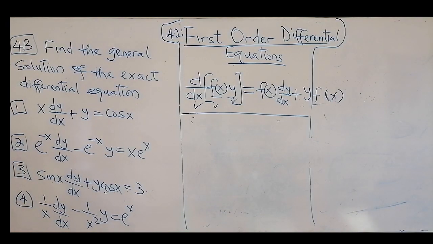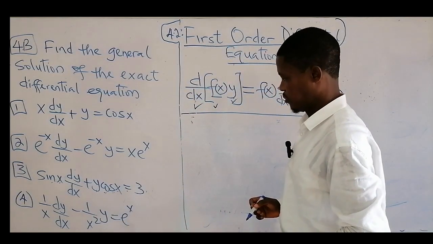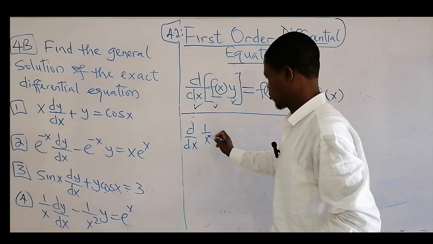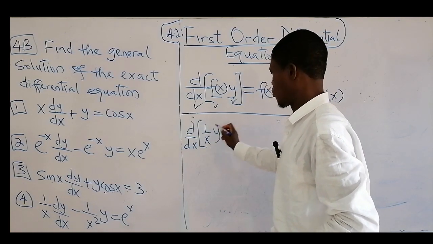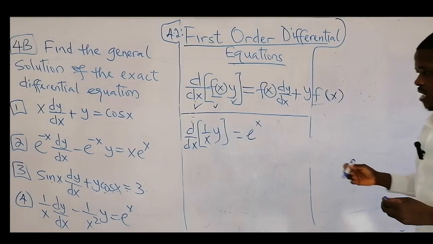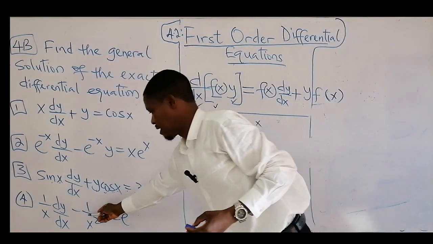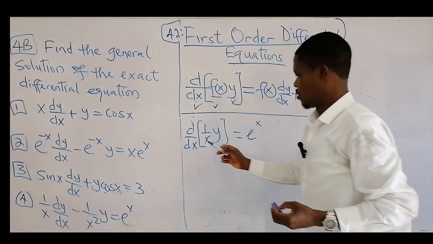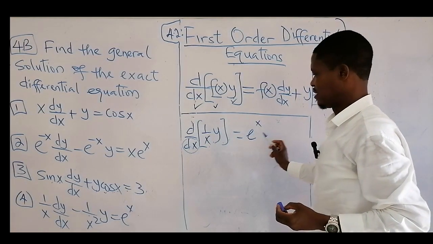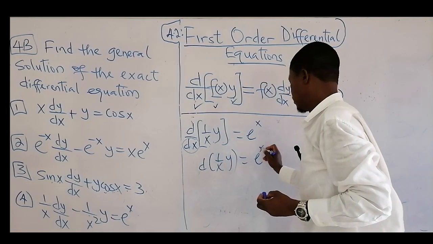The fourth one, check it. This left side is a product of two functions. So we're going to have d/dx of 1 over x times y equal to the right side of the equation. If you differentiate this, you're going to have back the left side of the equation. So we can remove this dx by multiplying both sides by dx. So we have d of this product, and then this dx.